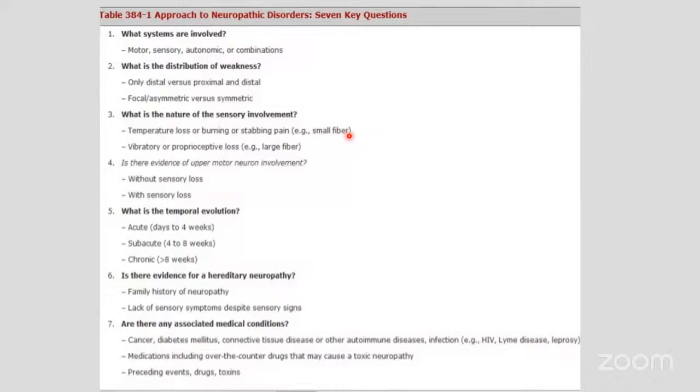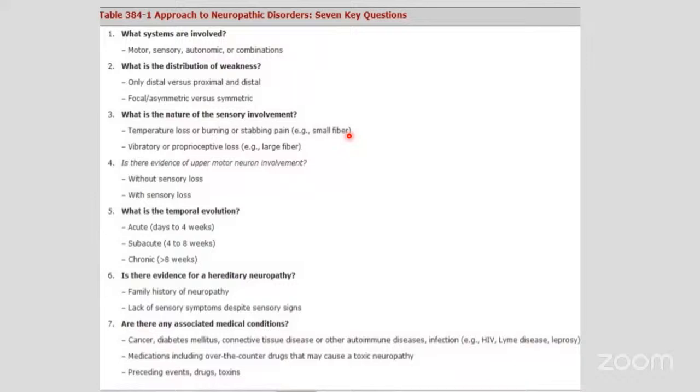A small fiber involvement would present with temperature loss, burning sensation, or a stabbing pain, and cotton wool sensations, while a large fiber involvement presents with vibratory or proprioceptive loss. Is there evidence of upper motor neuron involvement? Is it with sensory loss or without sensory loss? What is the temporal evolution of the symptoms? Acute is days to 4 weeks, subacute is 4 to 8 weeks, and chronic is more than 8 weeks.